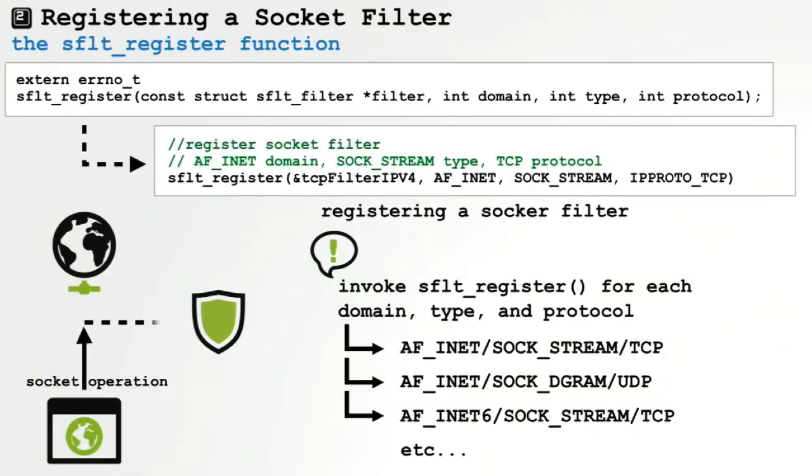Now once this socket filter structure has been populated, you invoke the socket filter register function. This will, as its name implies, register or install the socket filter. Besides that populated structure we just discussed, this function also takes the socket domain, type, and protocol. So if you want to filter multiple socket types, for example IPv4, IPv6, etc., you have to invoke this function multiple times.